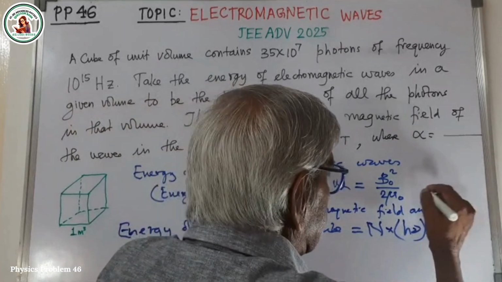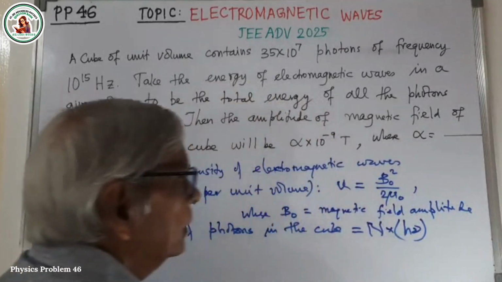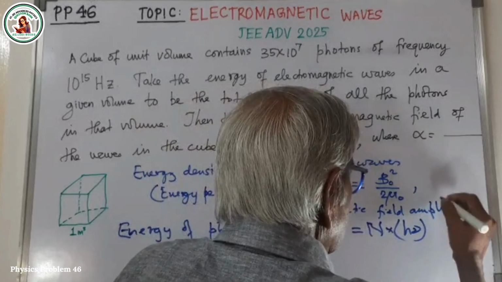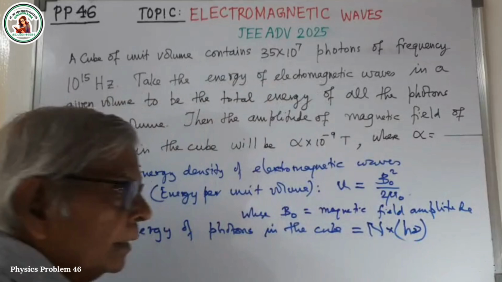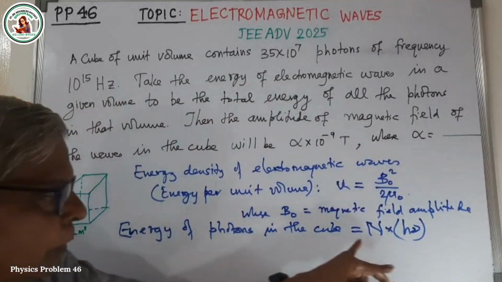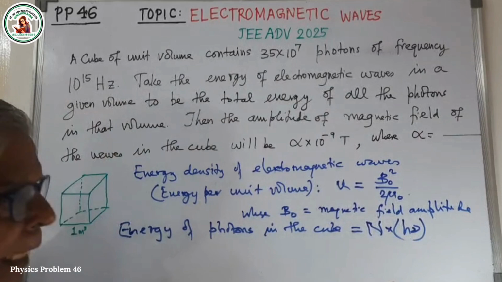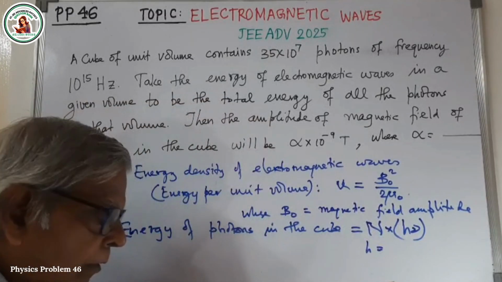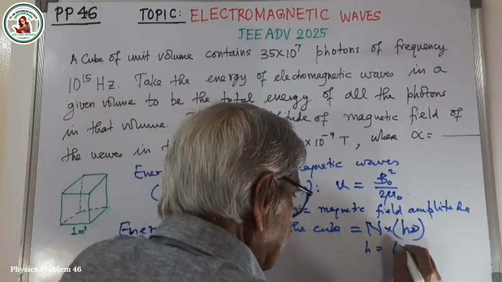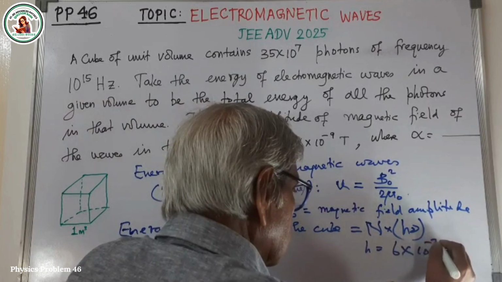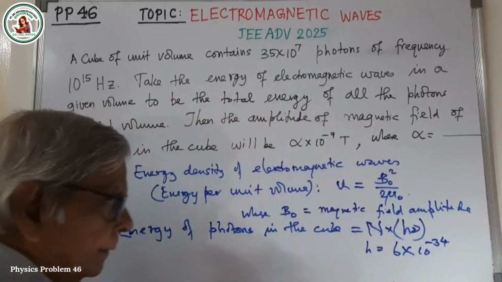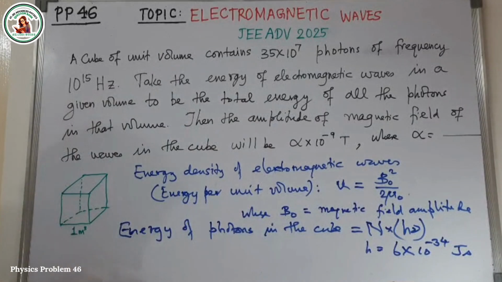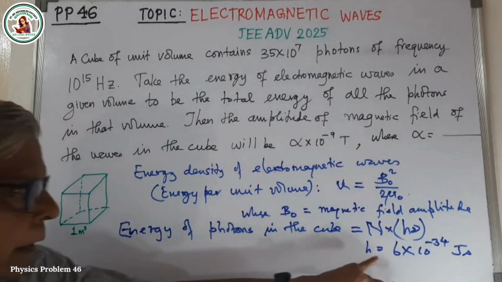Here mu naught is given in the question as 4 pi into 10 minus 7. I will substitute when we come to that step. Energy of photons is this. h is Planck's constant, which has the given value of 6 into 10 minus 34 joule second. So these values are given, h into nu.